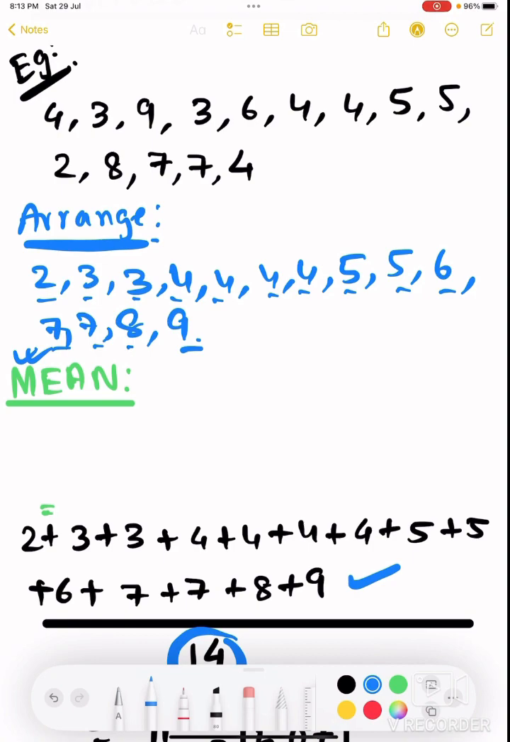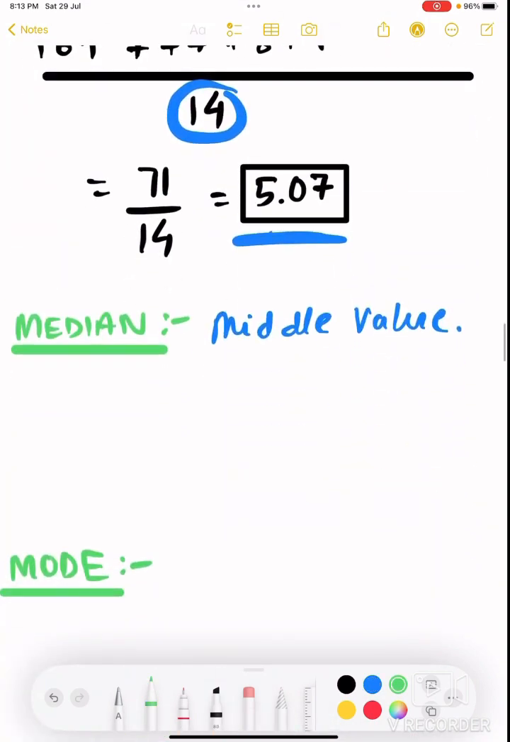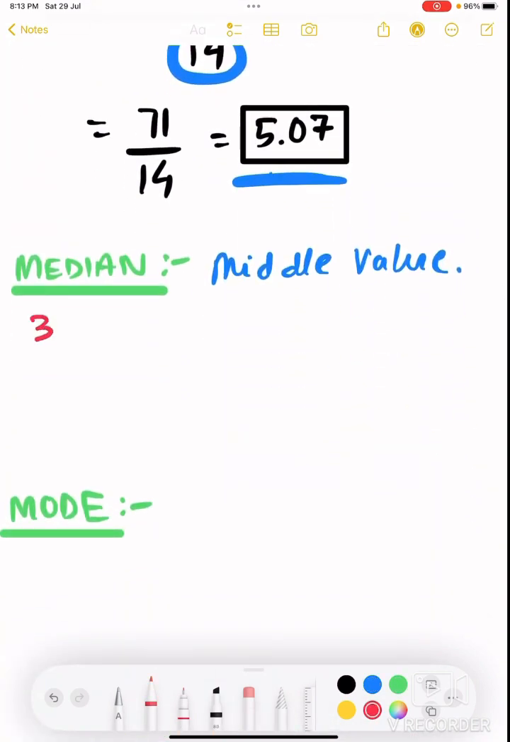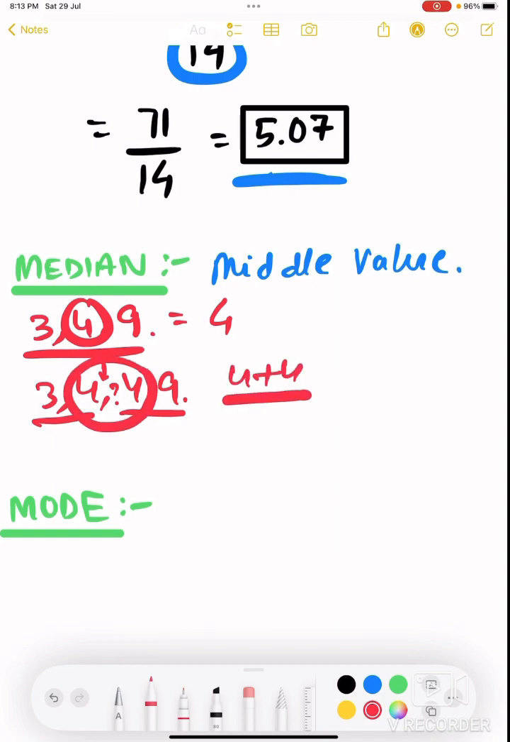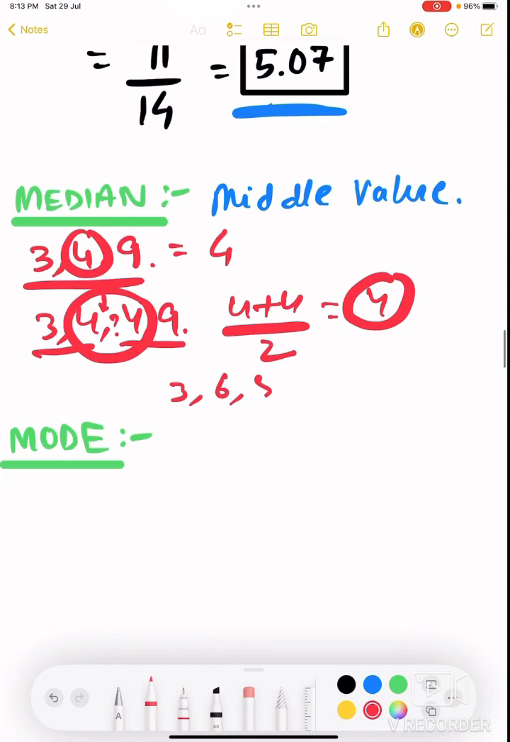Right? So for example, let me explain this. There is a sample of values 3, 4, 9. So the median of this particular data is 4, the middle one. But for example, there is 3, 4, 4, 9. What will be the middle value? Of course, there is no middle value, right? So you will take these two numbers, 4 plus 4, divided by 2, again 4. For example, 3, 6, 8, 9.